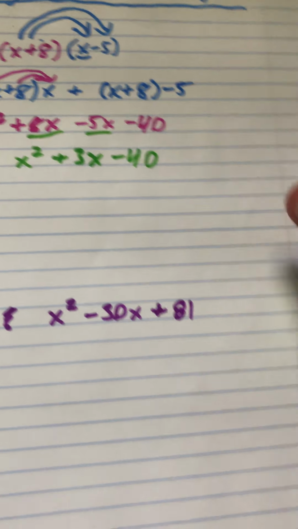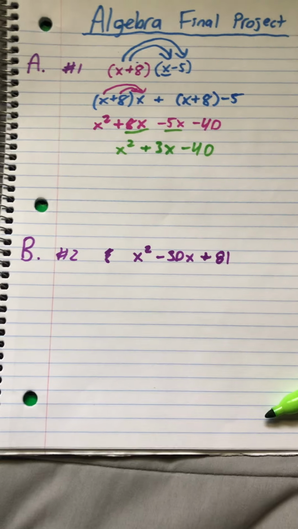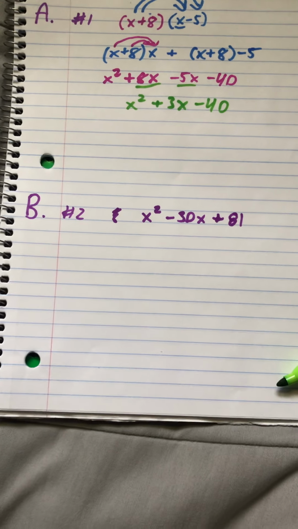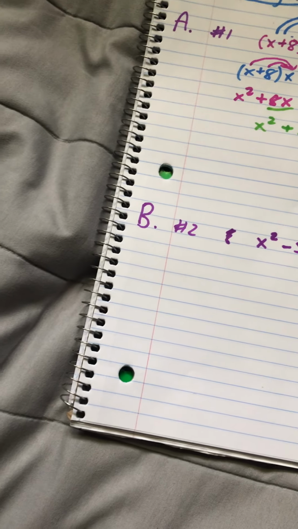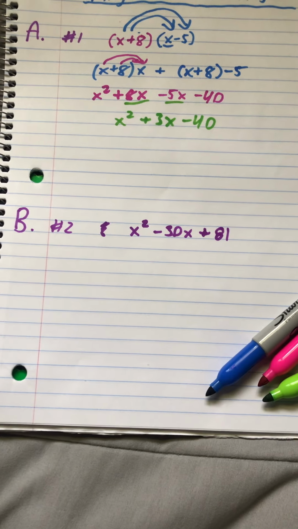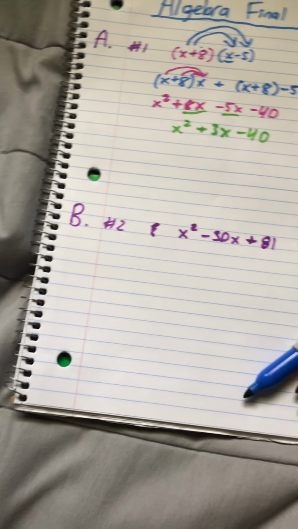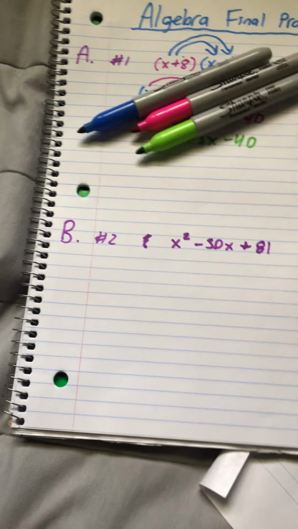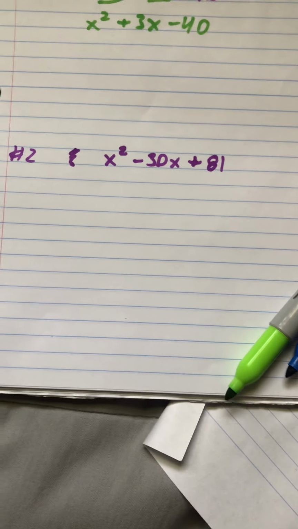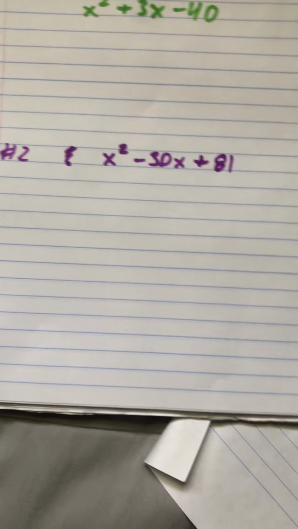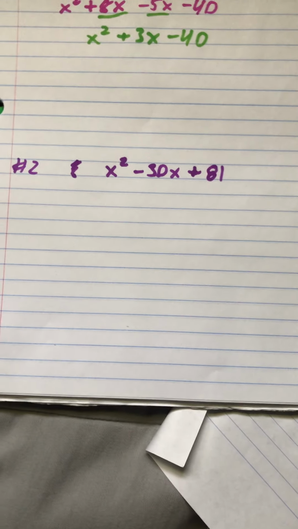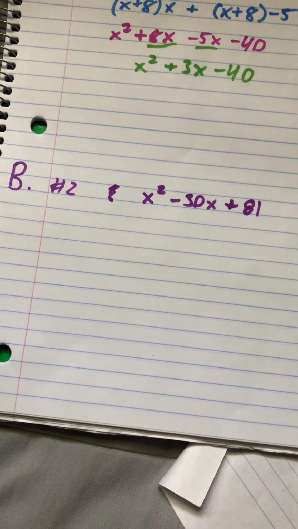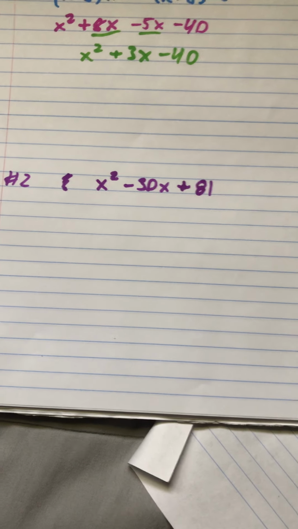Now, moving on to part B, I chose question number 2. So that is factoring the binomials of x squared minus 30x plus 81. So, wait, one second here. Okay. So, to start, I thought of negative 30 and 81. So I thought, which two numbers would add to negative 30 but multiply to 81?